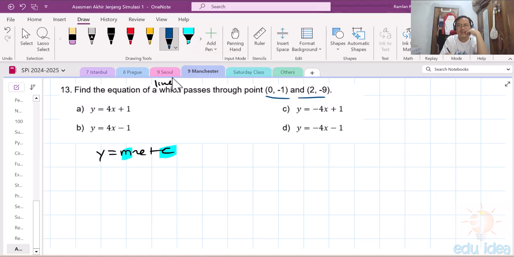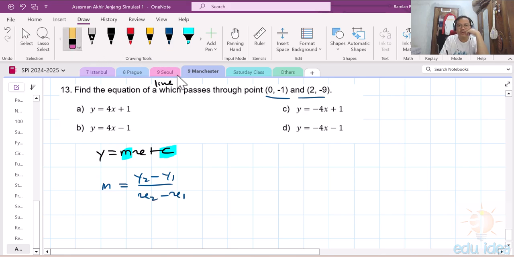Okay, remember that the gradient is just rise over run. Or again, if you want to see the formula, it will be in the formula booklet, the formula list. You'll get y2 minus y1 over x2 minus x1. So we'll name these 2 points x1 y1 and x2 y2. Let's name this as x1 y1, and this is x2 y2. So just plug everything into this formula.